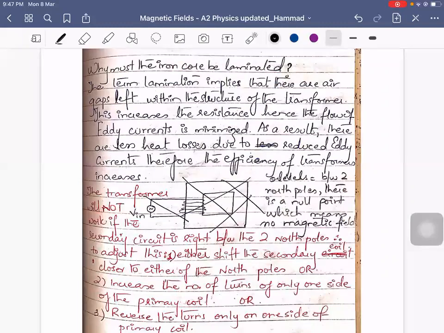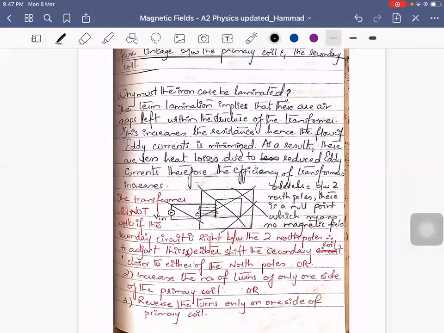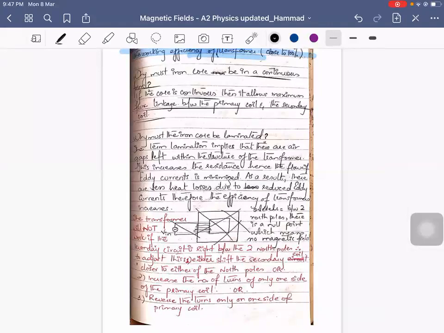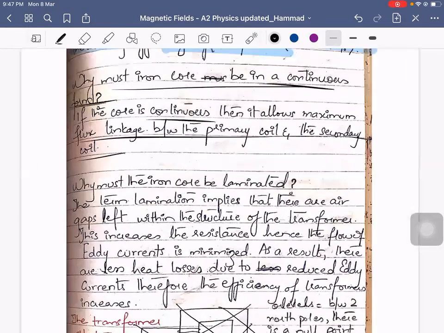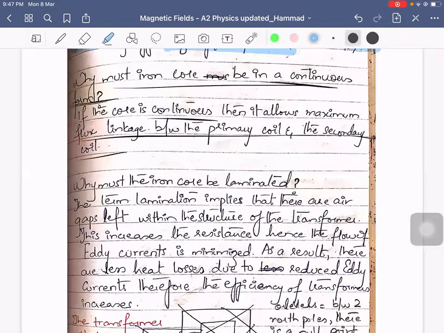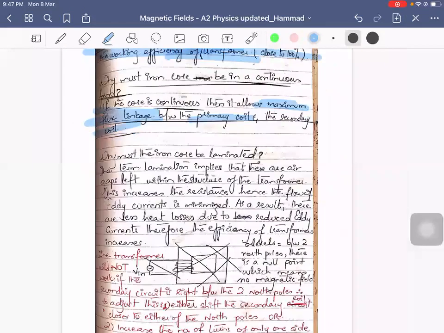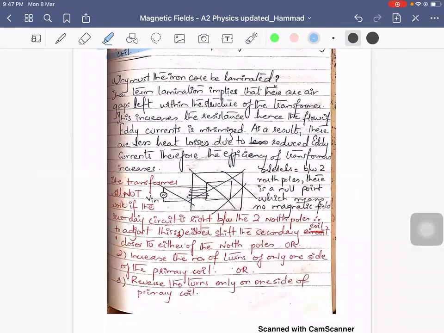All I'm saying is an iron core will allow maximum field lines to be concentrated because iron is a magnetic material. So if you were asked why must the iron core be in a continuous form, it should be in a continuous form because it allows maximum flux linkage, or maximum field lines to be cut through, between the primary and the secondary coil. Why must the iron core be laminated?